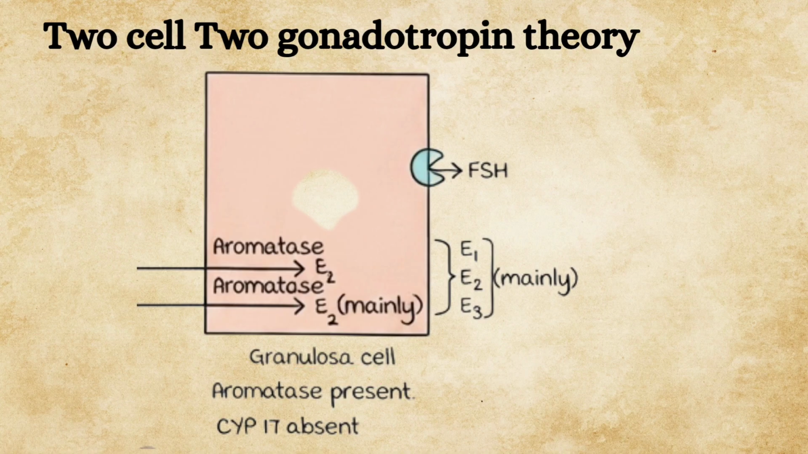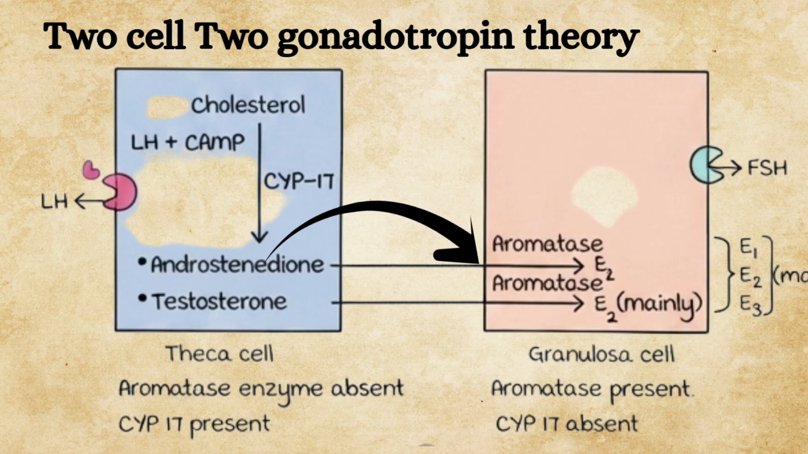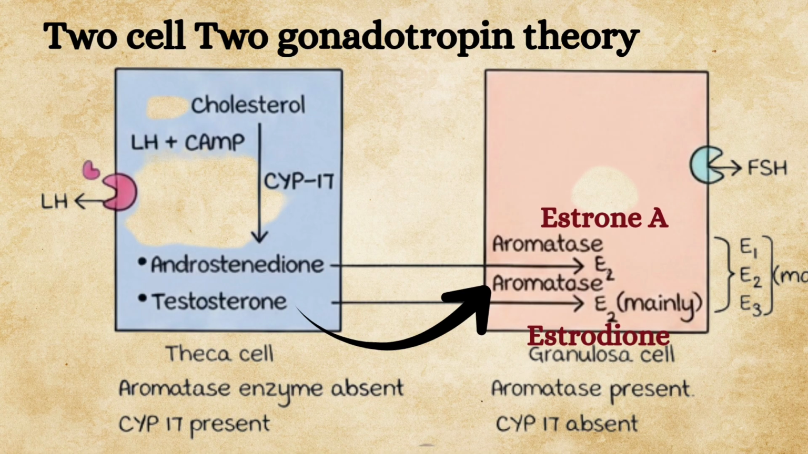Inside the granulosa cell, follicle-stimulating hormone acts on the granulosa cell via its receptor. Granulosa cells contain the aromatase enzyme to convert incoming androgens into estrogens, but lack CYP17. Androstenedione from theca cells is converted into estrone by aromatase. Testosterone from theca cells is converted into estradiol, the primary estrogen, by aromatase.